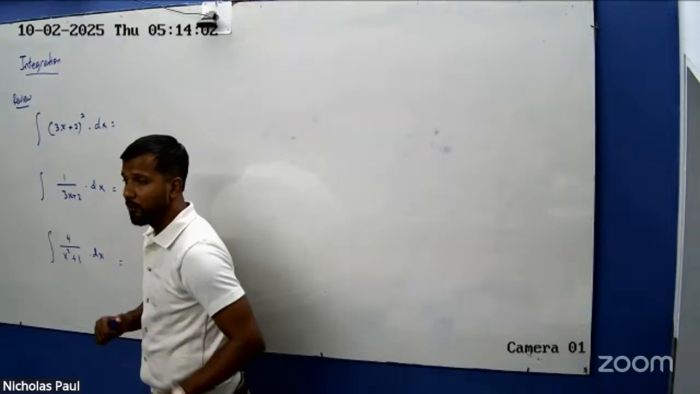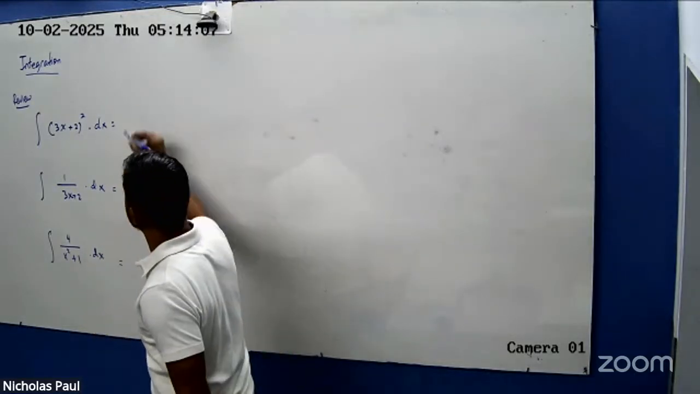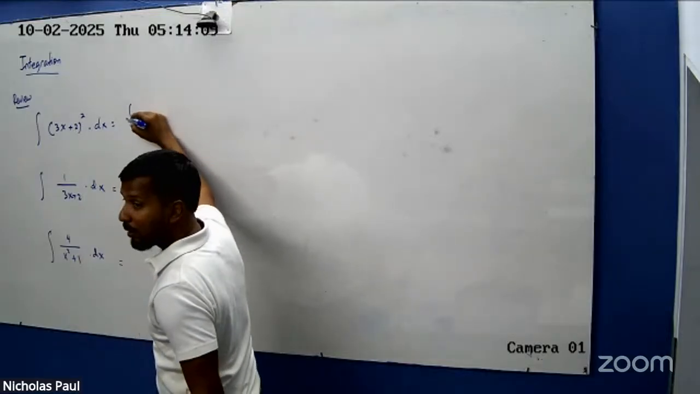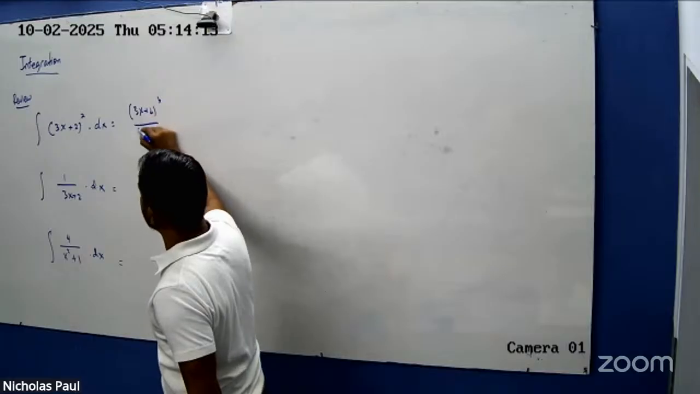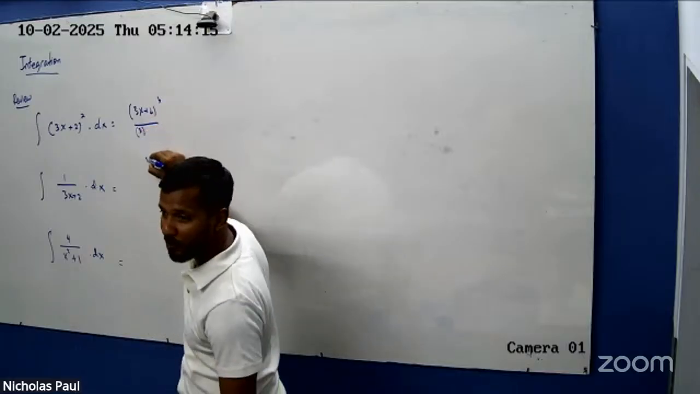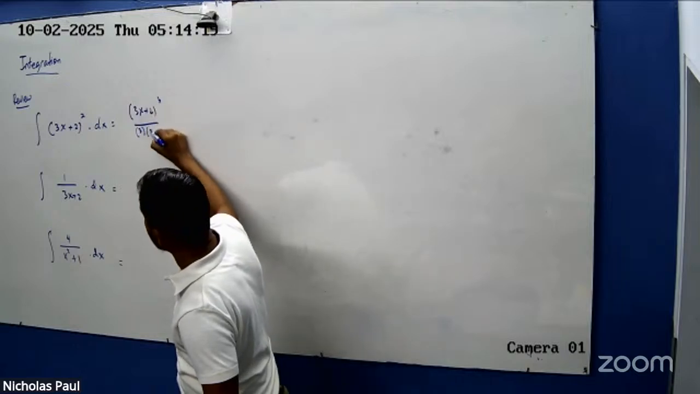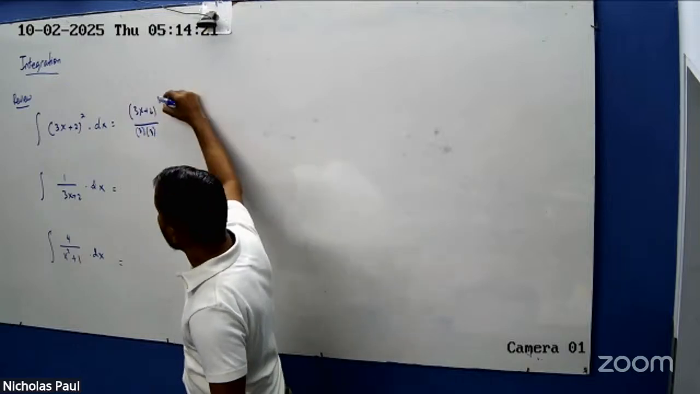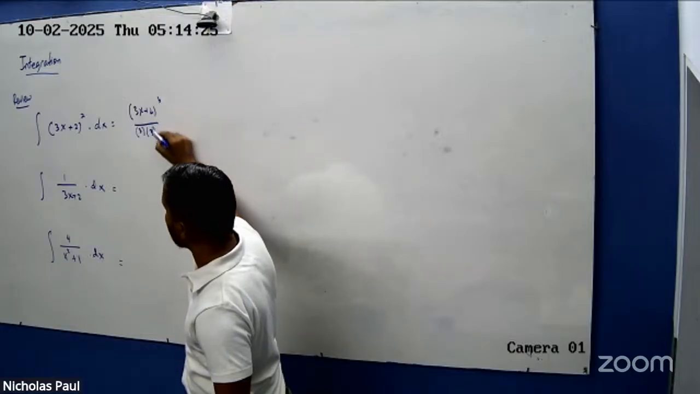Ready? Are we integrating the same then? Right, to integrate this, we add 1 to the power, divide by the new power, and what else? And divide by the differential of the bracket. That's okay? Add 1 to the power, divide by the new power, and the differential of inside the bracket, plus C.